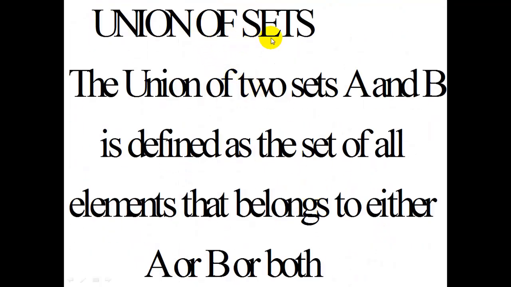Now we have union of sets. The union of two sets, A and B, is defined as the set of all elements that belong to either A or B or both.